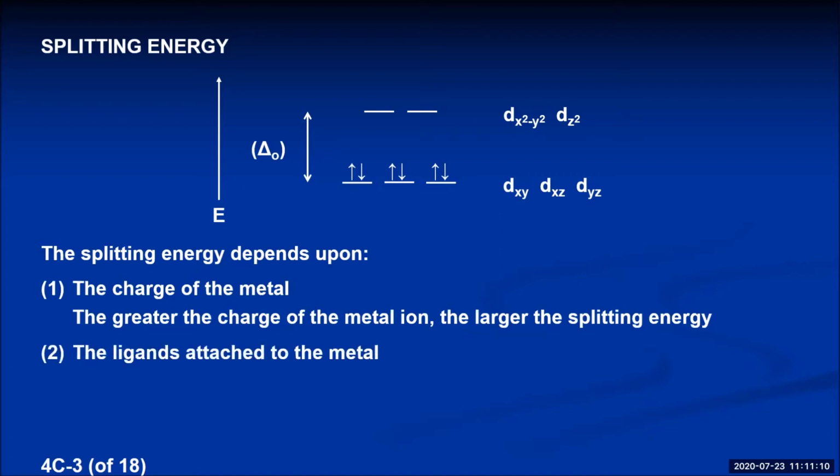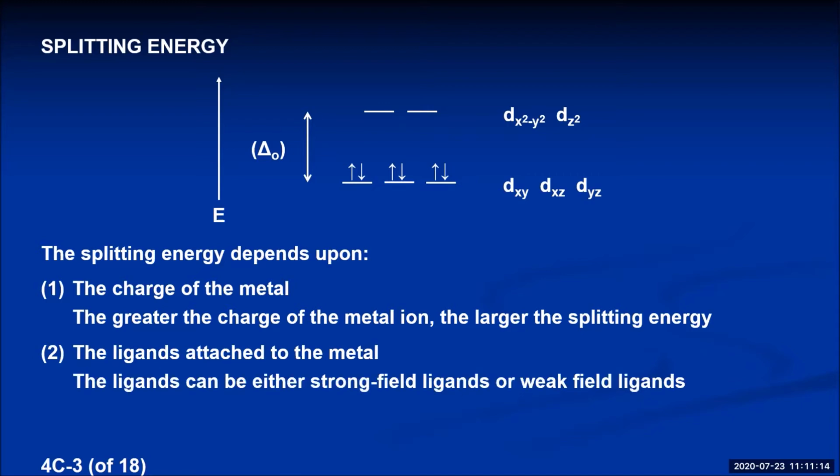But a second thing that affects splitting energy is the ligand that's actually attached to the metal. The ligands can either be what we call strong field ligands or weak field ligands, and that will determine whether the splitting energy is large or small. And let's go through these two different types of ligands.